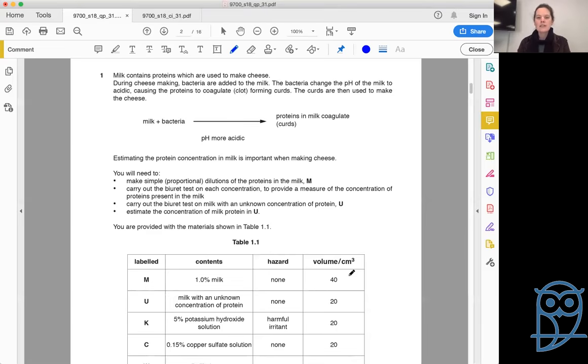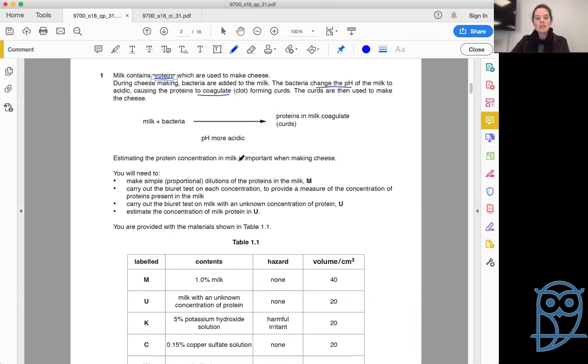So we've got a few things here that we've come across before, but nothing that we've studied directly. So we've got proteins, we've got changing pH, we've got coagulation. So there's things that are very familiar, but not quite in specifics. So we're going to need to keep our brains turned on as we go through here. So milk plus bacteria, the pH gets more acidic and the proteins in the milk coagulate.